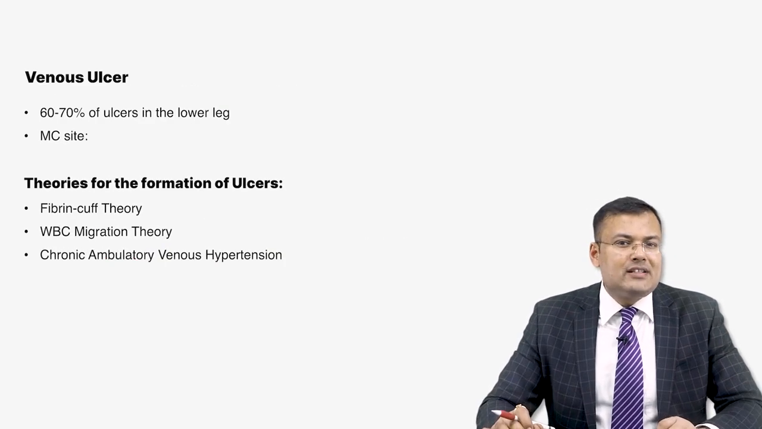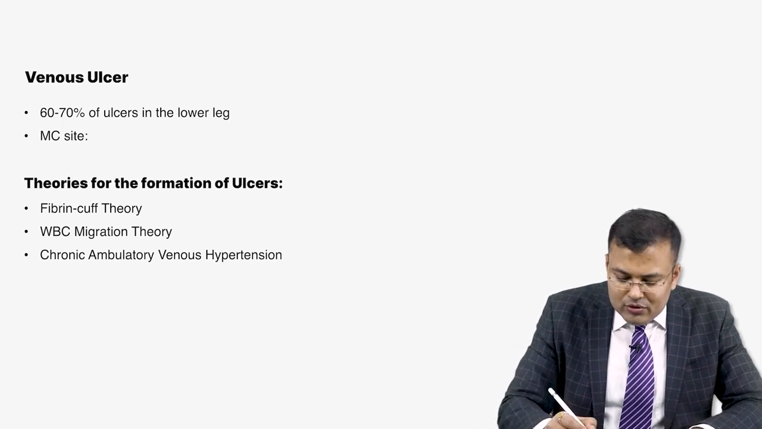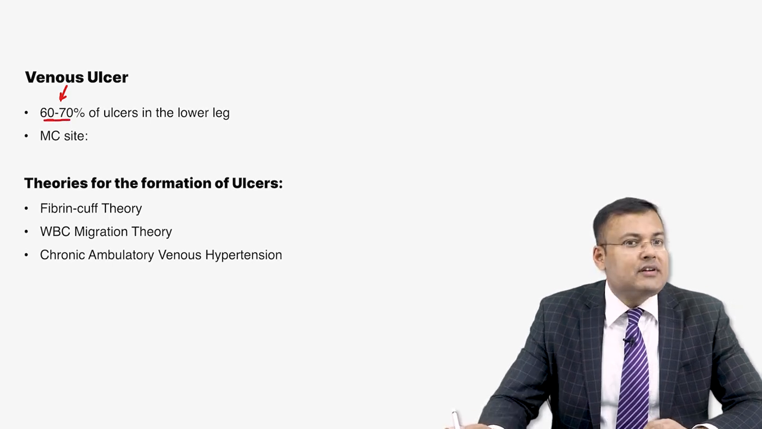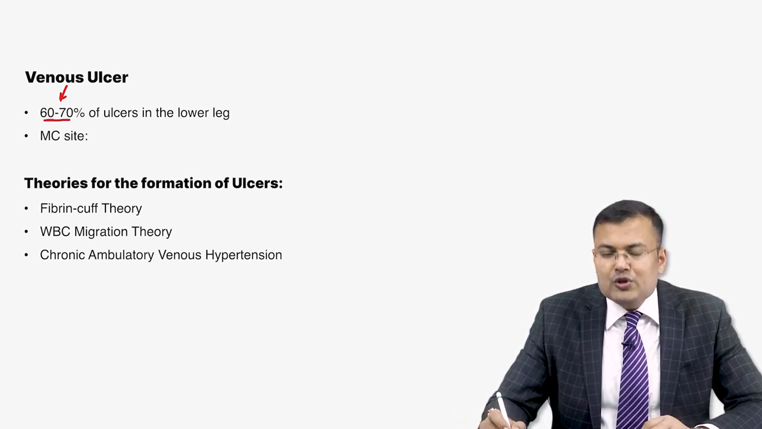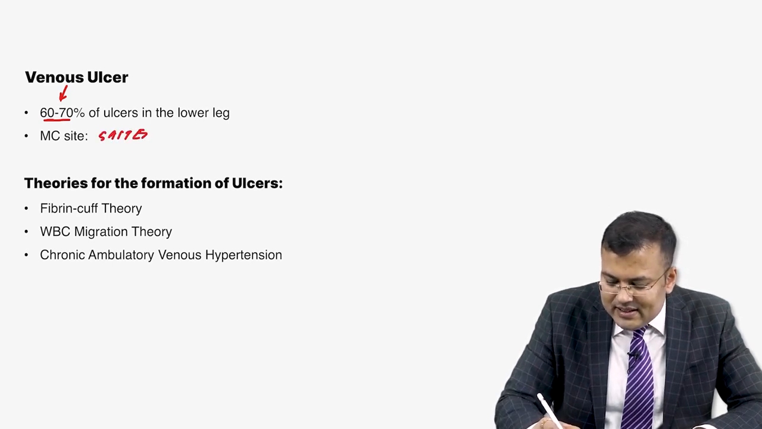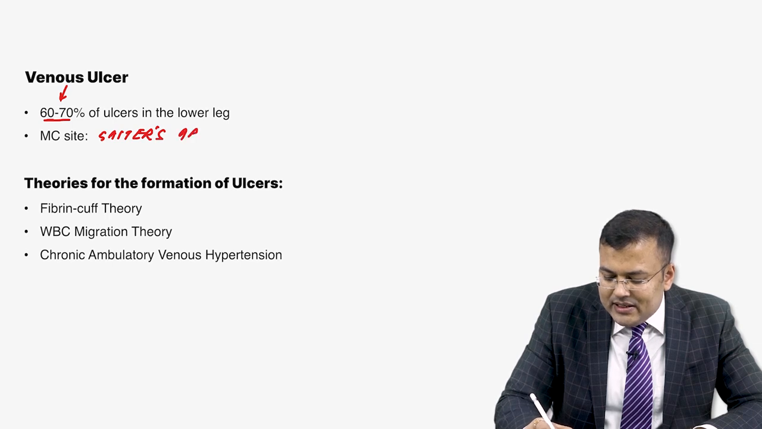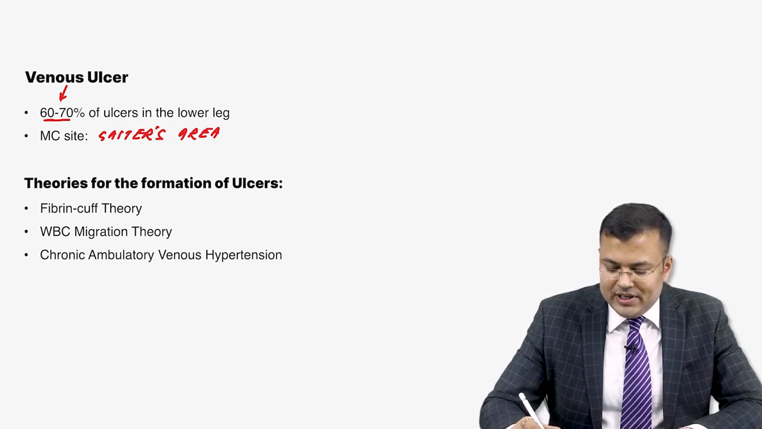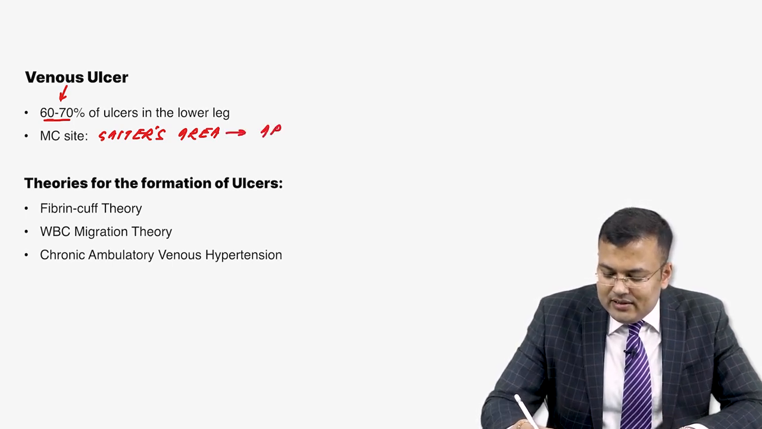Now see the varicose ulcer or venous ulcer. Varicose or venous ulcers are responsible for 60 to 70% of ulcers in the lower leg. And what is the most common site? We discussed Gaiter's area. What is this Gaiter's area? It is located just above the medial malleolus.